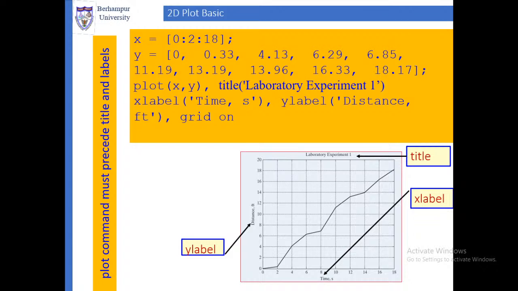Similarly, ylabel is distance comma ft. So ylabel represents the distance covered in that time in feet. Ft is for feet. Then grid on. If I write grid on, then the grid lines will be on.